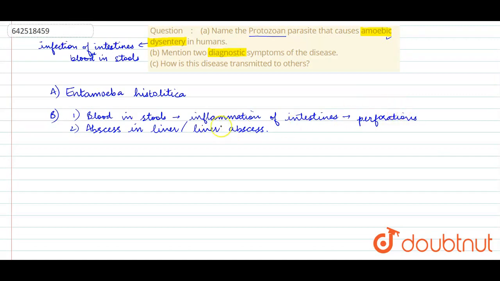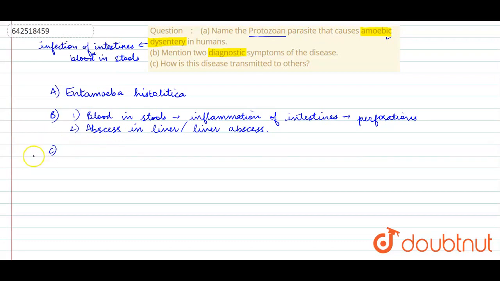But in this question, we will only mention inflammation of intestines causing blood in stools and abscess in the liver. These are the two diagnostic symptoms. Other diagnosis can be done by lab diagnosis and stool examination, but they are asking diagnostic symptoms. So these are the diagnostic symptoms.